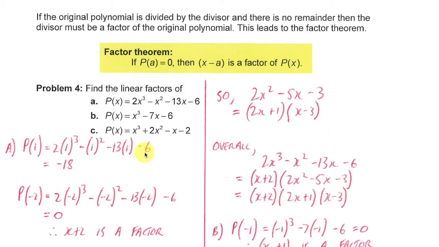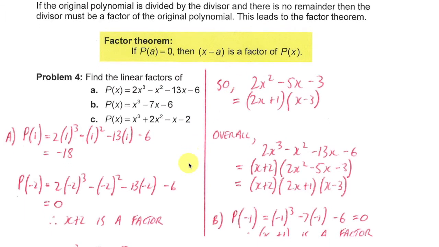We're now going to talk about the factor theorem, and this is where the remainder theorem becomes really useful to us. If the substitution of a into the polynomial produces a 0, then what we can say is x minus a must be a factor of p of x.